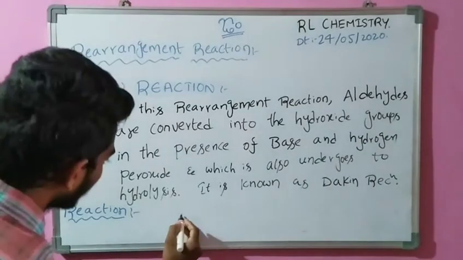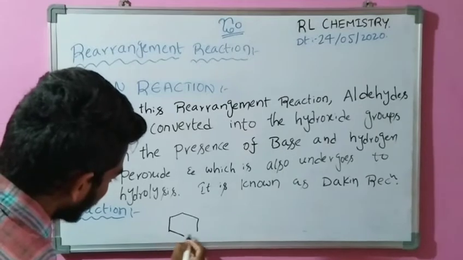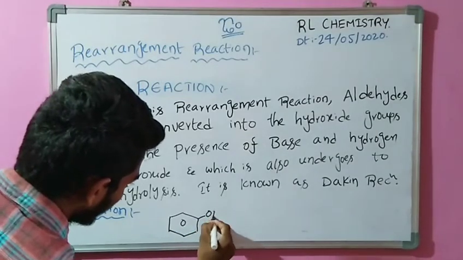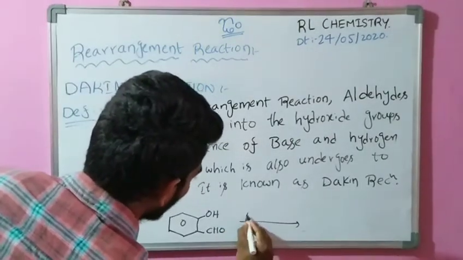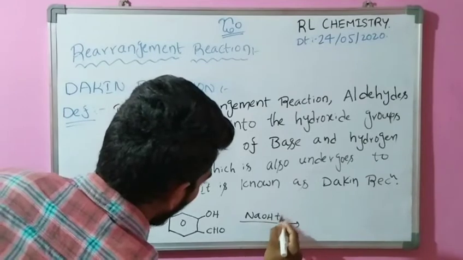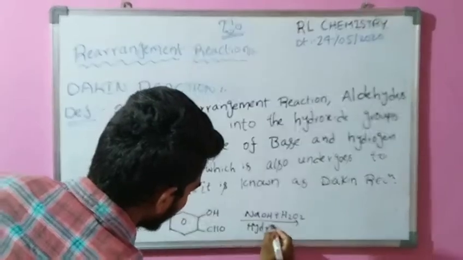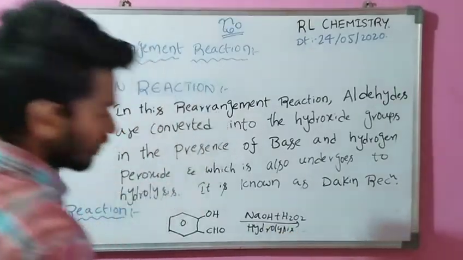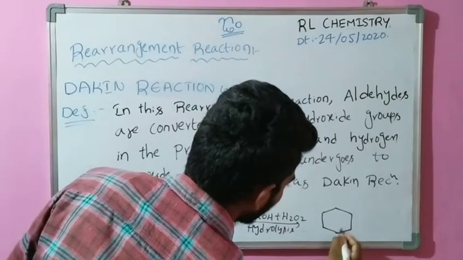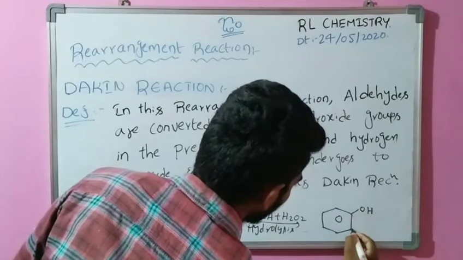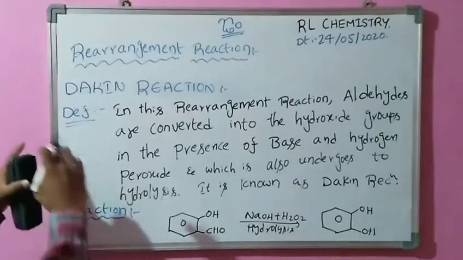Now, the reaction. This is the aldehyde group, in the presence of sodium hydroxide and hydrogen peroxide, which undergoes hydrolysis. It forms hydroxyl groups. This is the reaction of the Dakin rearrangement reaction.